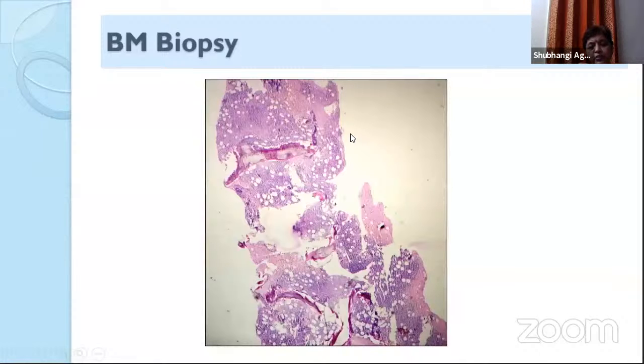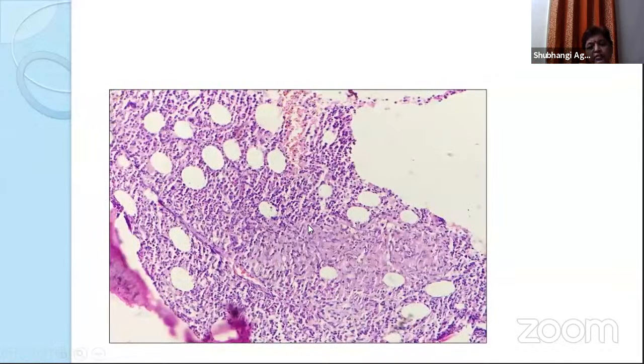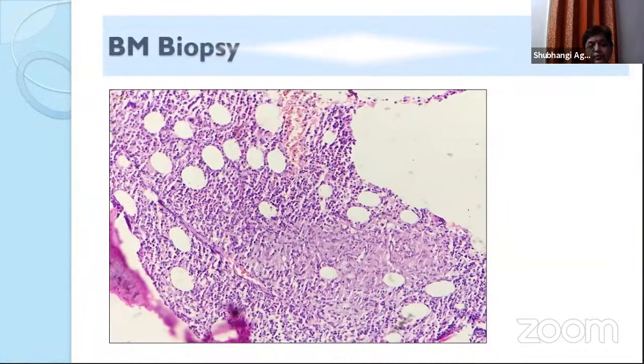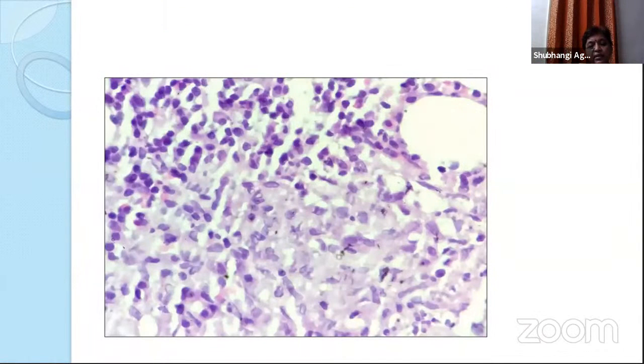Under low power, they showed this collection of histiocytes. The rest of the marrow here is normal, fatty marrow and hemopoietic marrow, whereas these are the clusters of histiocytic cells which are present in the marrow. This is the high power to show you the type of cell. These are the epithelioid cells which are showing oblong to slipper-shaped nuclei and indistinct cytoplasmic margins, and a cytoplasmic syncytium is formed.